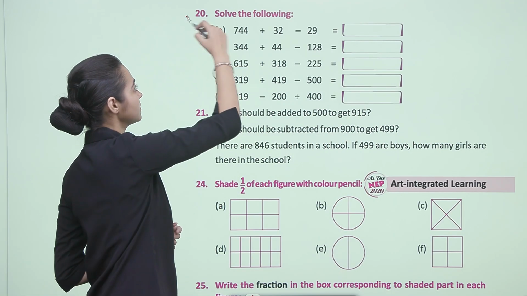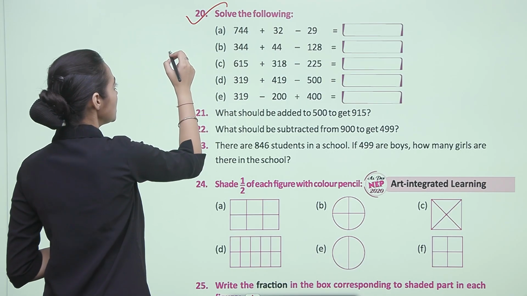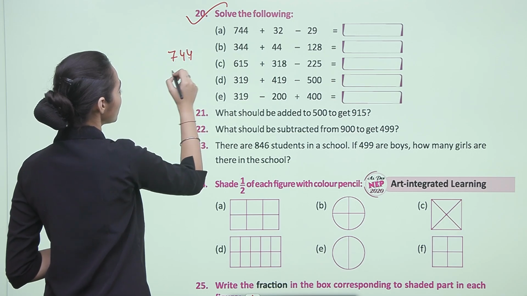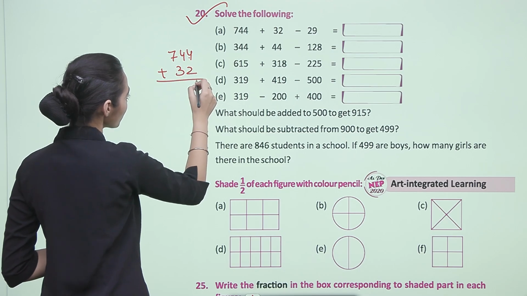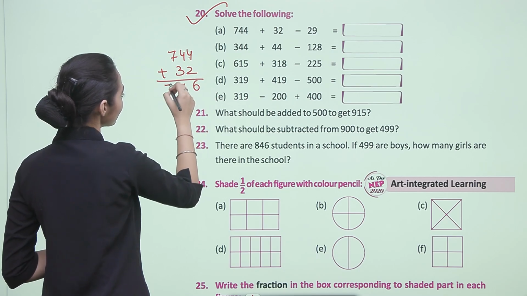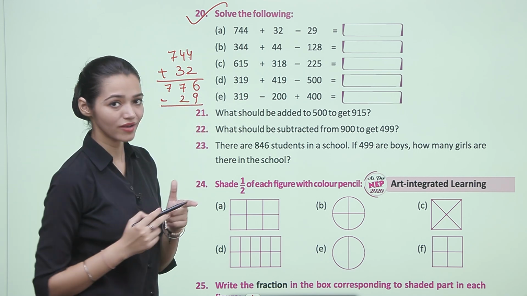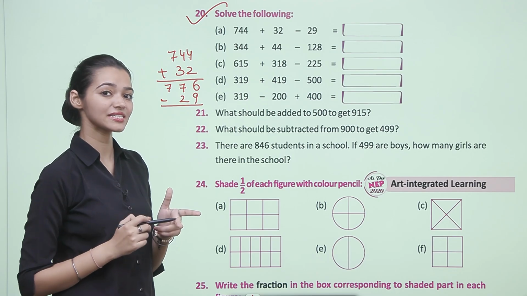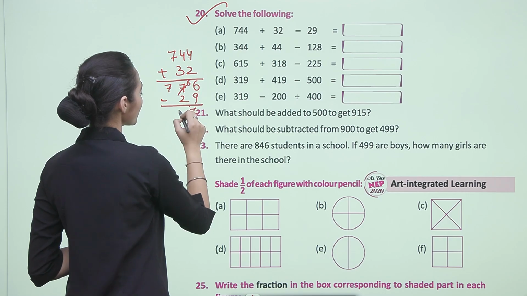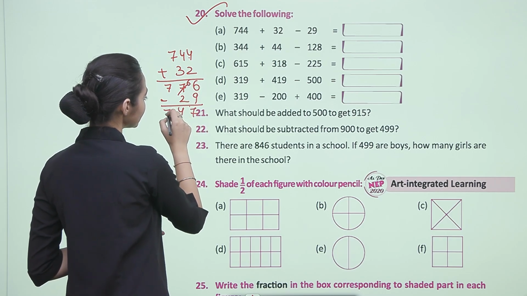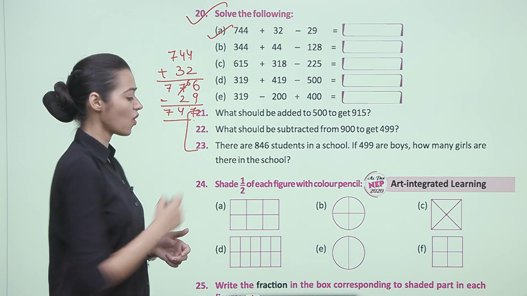Now, in the next one, we have to solve the following. Here, firstly, we have to multiply. 744 when added with 32, it becomes 4 plus 2 is 6, 4 plus 3 is 7, 776. When subtracted minus 29, it becomes 12 plus 4 16, 16 minus 9 is 7. Here we get 6, 6 minus 2 is 4, 747 is the correct answer. That's how we can solve all these parts.